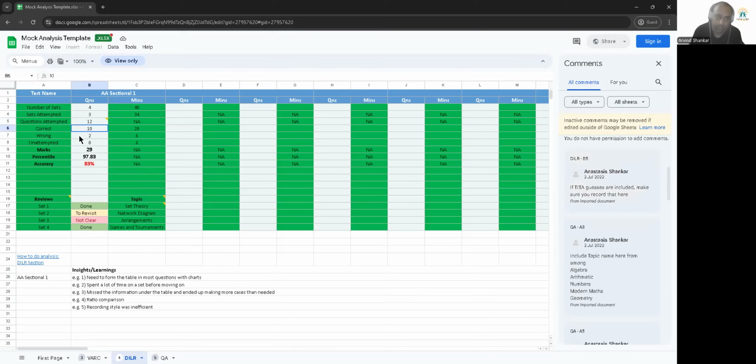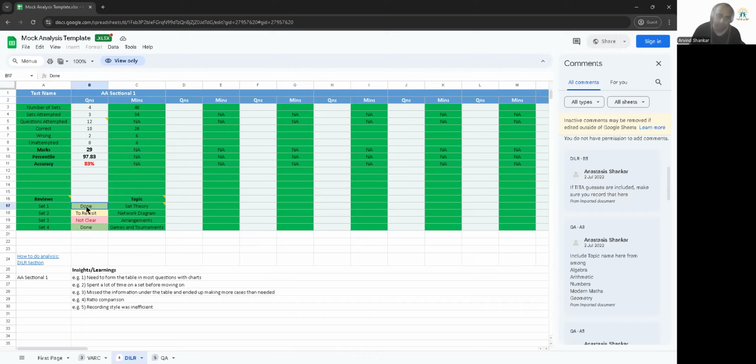Then how many we got correct, how many we got wrong, how many were unattempted, how much time did we spend on these questions, what marks did we get, what percentile did we have. Accuracy gets automatically calculated. Set 1, done. 2, revisit, means I should come back. What this enables us to do is, instead of creating a repository, you can potentially have, let's say, IMS mock 1, IMS mock 2, whichever it is.